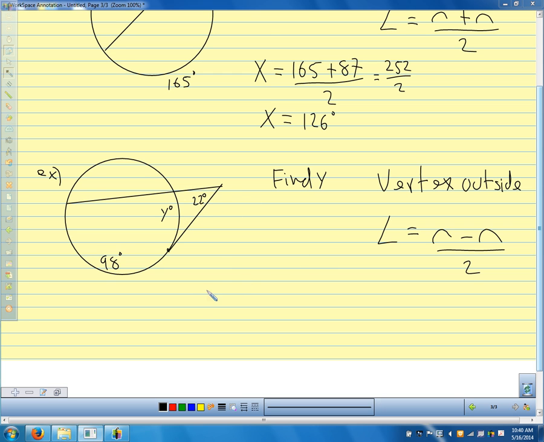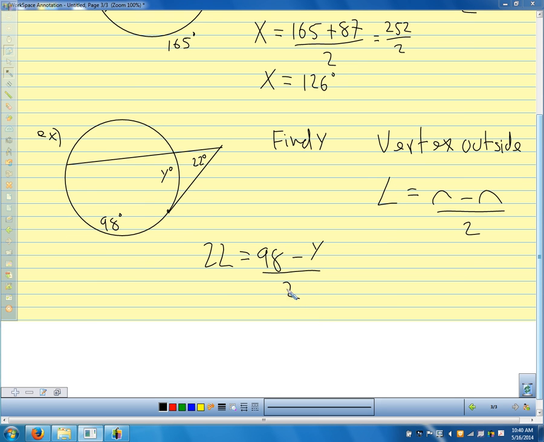So I'm going to write that 22, the angle, equals the big arc, 98, minus the small arc, y, divided by 2. So I'm just plugging the things into their correct places in the formula. The angle is 22, so I put that there. The big arc is 98, the small arc is y. Now I need to solve for y.